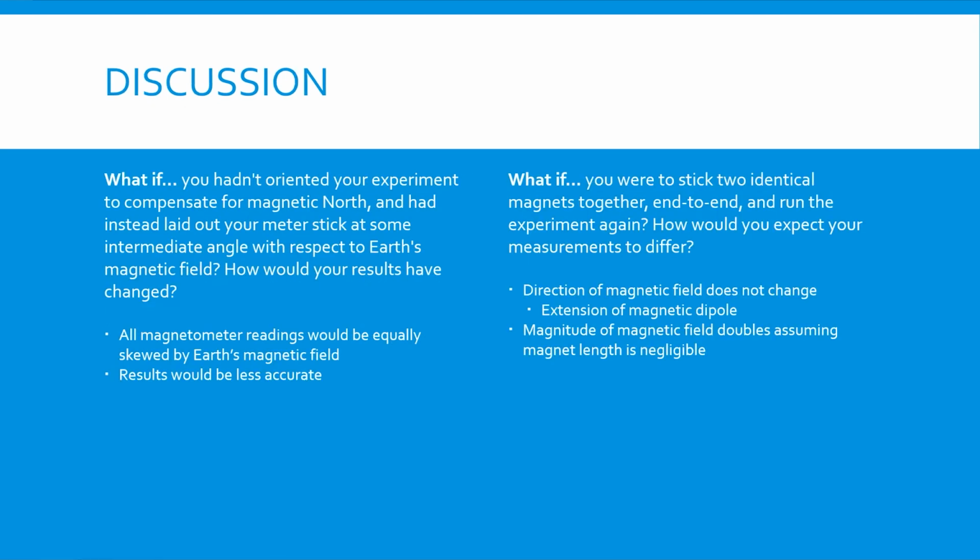If the smartphone magnetometer was not oriented to compensate for magnetic north, all the readings would be equally skewed based on the direction of Earth's magnetic field.